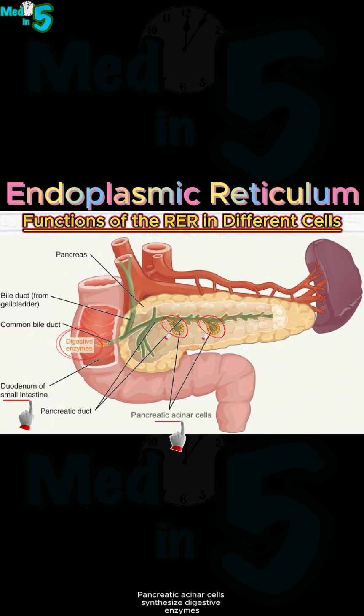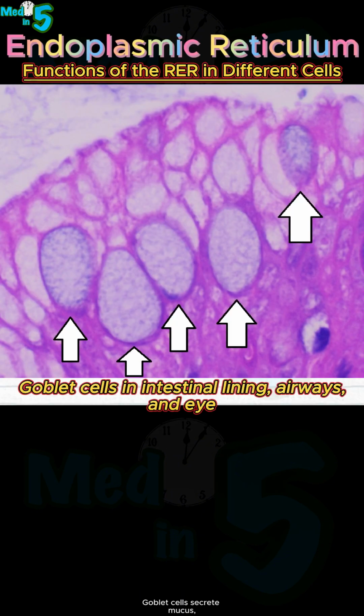Pancreatic acinar cells synthesize digestive enzymes that are released into the small intestine. Goblet cells secrete mucus, which lubricates and protects moist surfaces, such as those in the intestinal lining, airways, and eye.